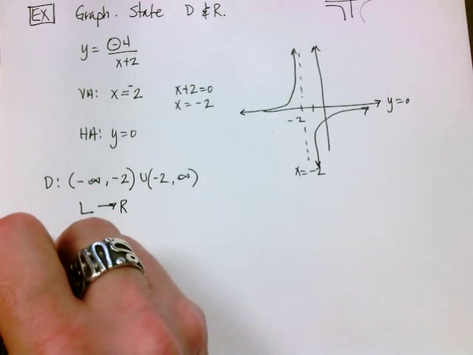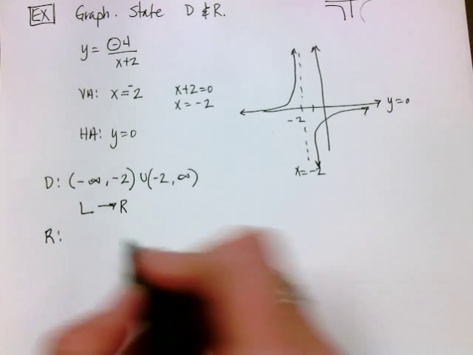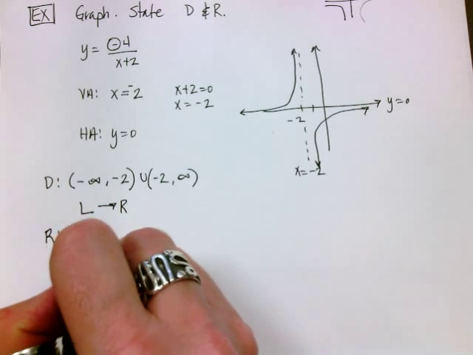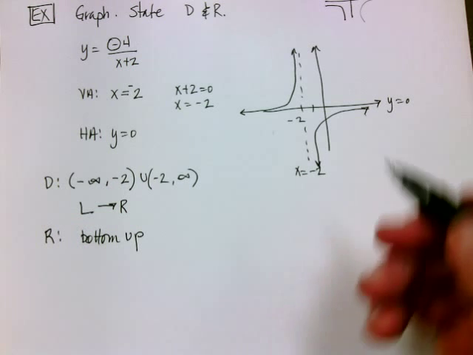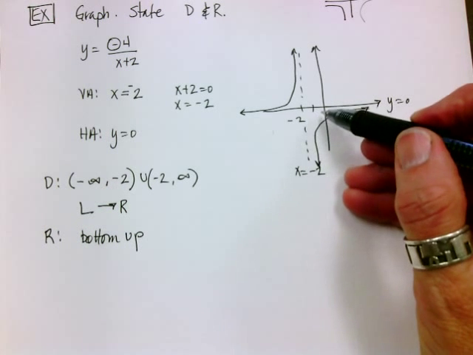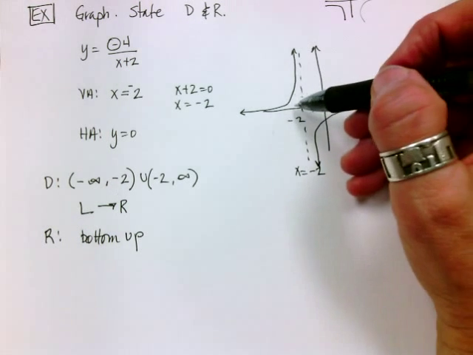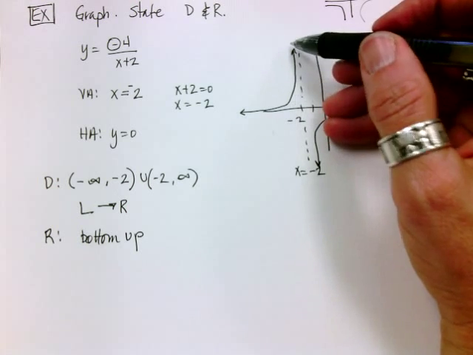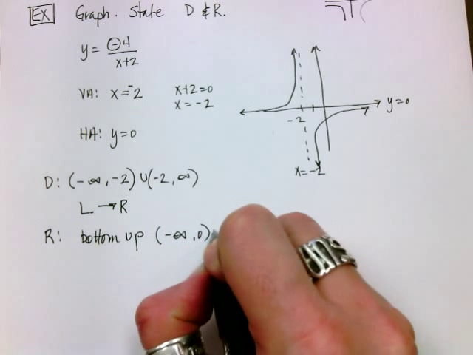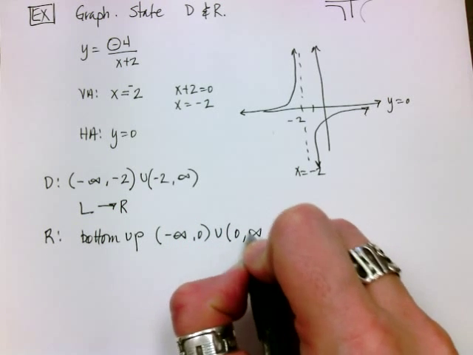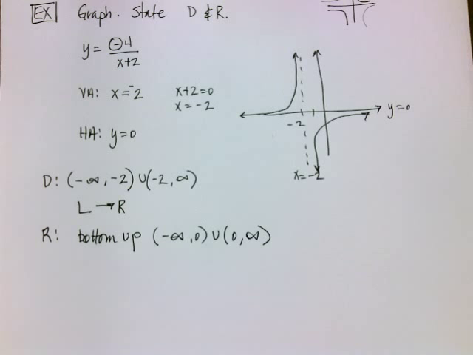Okay? Now let's do our range. Remember, range is read from the bottom up. Okay? All right, so this one starts at -infinity and it stops at 0, and then it starts on the other side of 0 and goes up forever. So my range is going to be -infinity to 0 unioned with 0 to positive infinity. And then I would have completed that information.